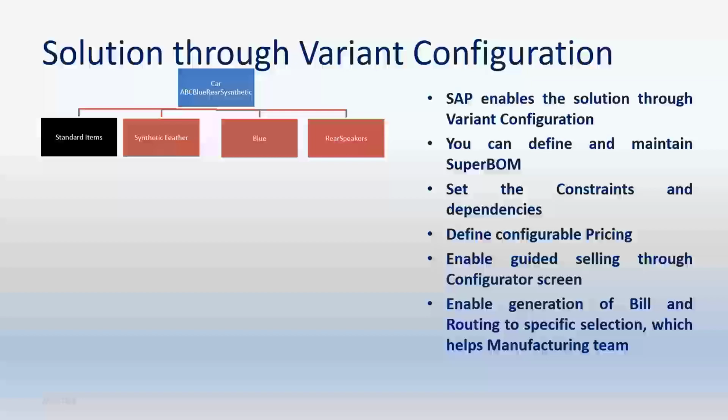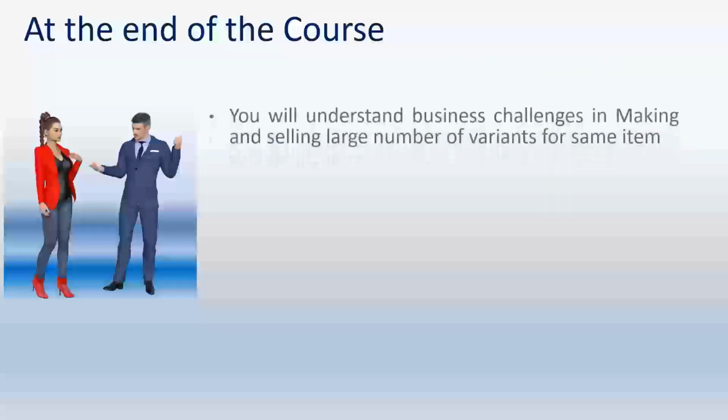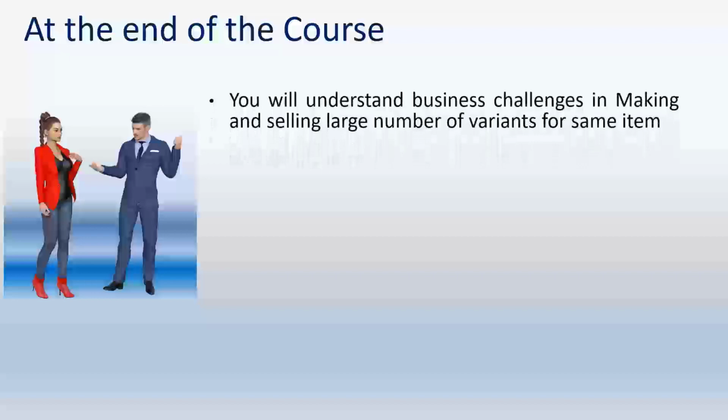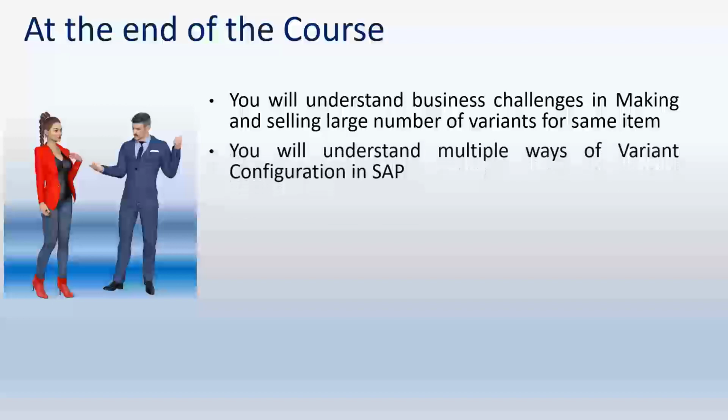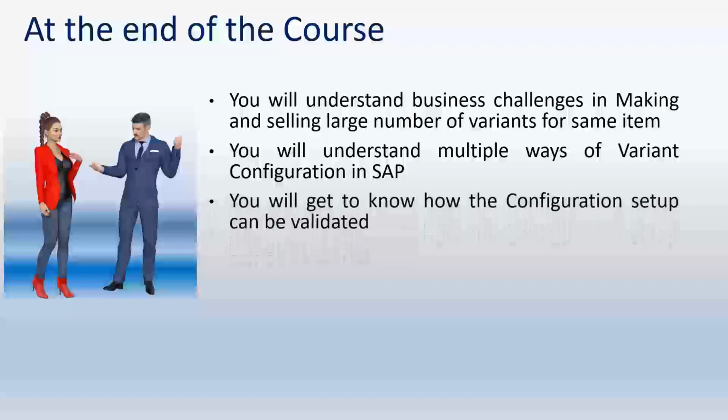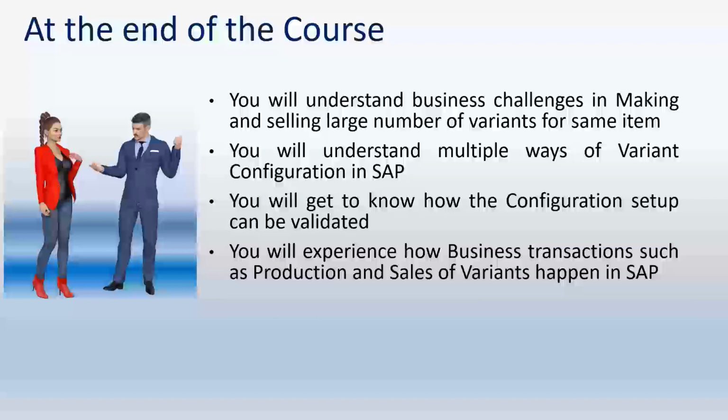At the end of this course, you will understand the business challenges in making and selling large number of variants of same product in a make to order environment. You will understand and appreciate multiple ways of variant configuration offered in SAP S/4HANA 2020 system. You will get to know how the configuration setup will be done and how it is validated. You will experience how business transactions such as production and sales of configurable materials happen in SAP S/4HANA 2020 version.